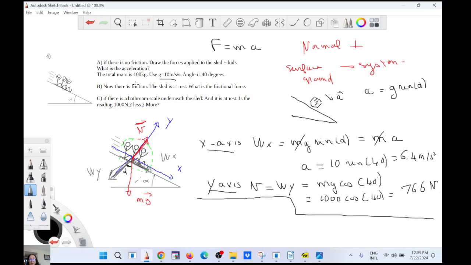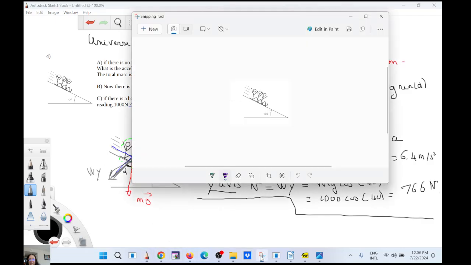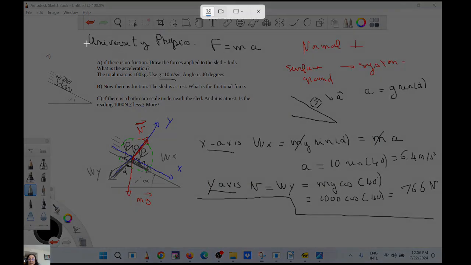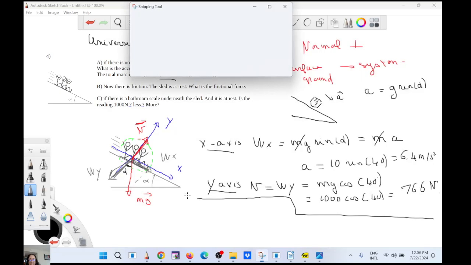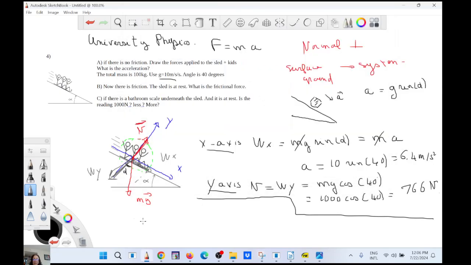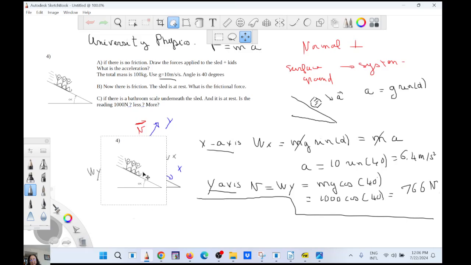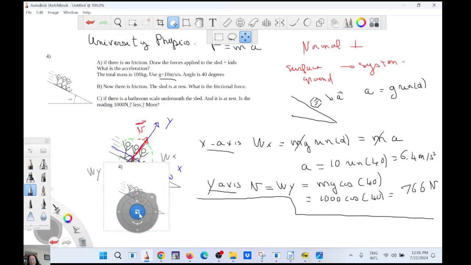Okay, but here they just want you to find the acceleration. That comes also from your book. Okay, it's very important to tell the source, so University Physics. Okay, now there is friction, so now it's not moving. So we take the same thing, but it's not moving. So it's the same problem, but because there is friction, then it doesn't slide anymore, right?